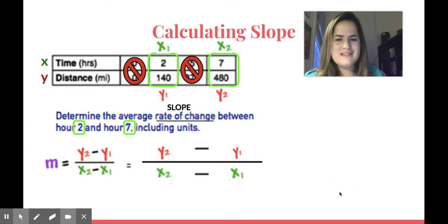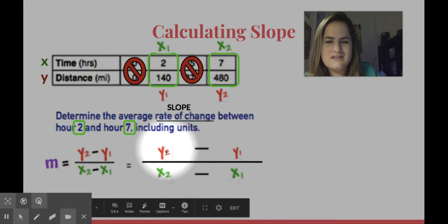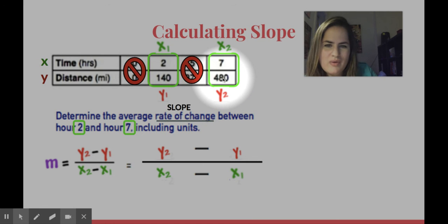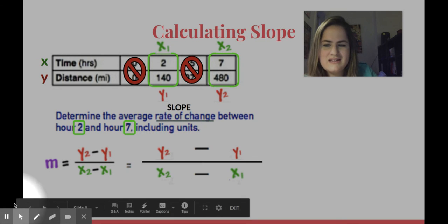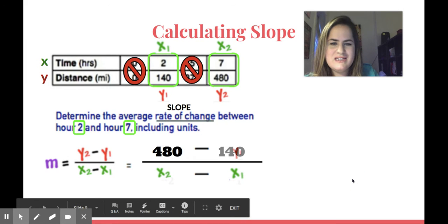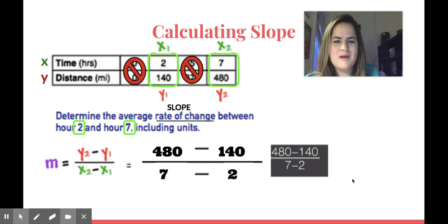Now I'm going to plug into my formula. First thing I need is which number did I call y2? Well, that is 480. So I'm just plugging into my formula y2 minus y1. And then x2 I said was going to be 7. x1 is 2. Math num up, throw that into the calculator, and I get 68.